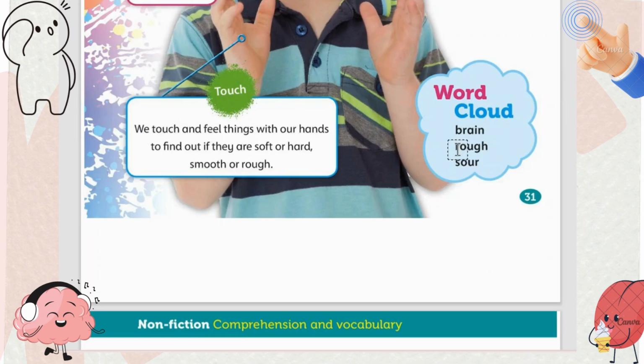Brain. Alright, rough. R-O-U-G-H. Rough is something when you touch it and you don't feel comfortable, like the carpet. When you touch the carpet with your hand, you find it a bit rough. If the carpet is used for a very long time, it will be a rough carpet. And if you touch your shirt, it will be very smooth. All right, so rough and smooth are opposite to each other. Brain, rough, sour. Sour is like the taste of lemon. When you taste the lemon, you squint your eyes because it's very sour, right? So sour is S-O-U-R. Brain, rough, sour.